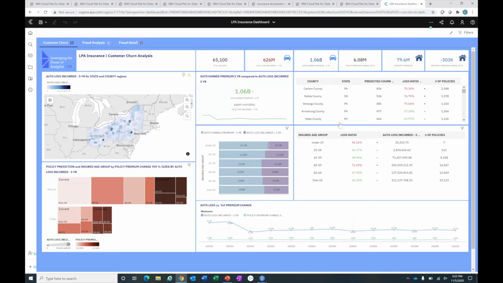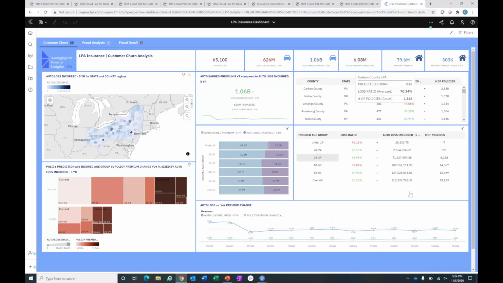I can also go over and look at the county information in my table here on the right-hand side. So for Carbon County, I can see that the average loss ratio is actually pretty high. It's over 70%, so that's certainly problematic. So these folks who are likely to churn, there must be something here that's driving that information. So let's look a little bit more deeply at some of the key drivers here.